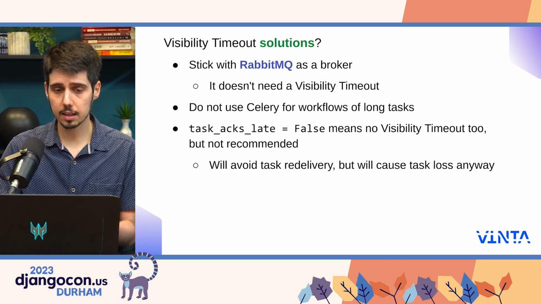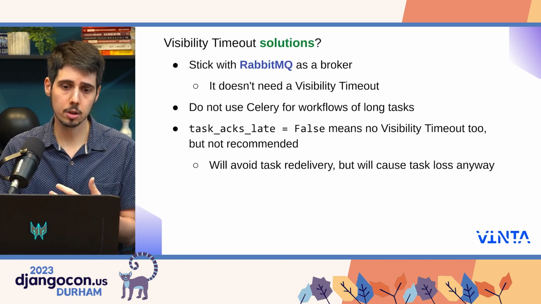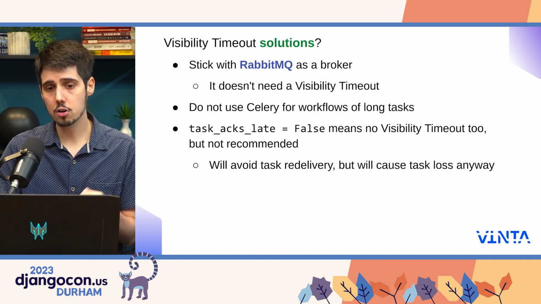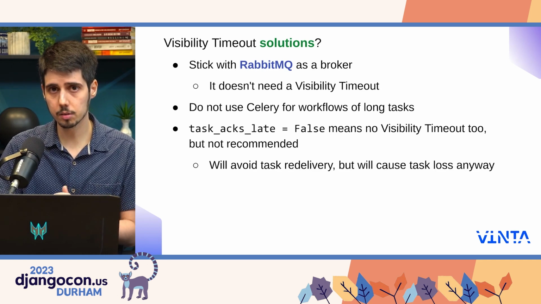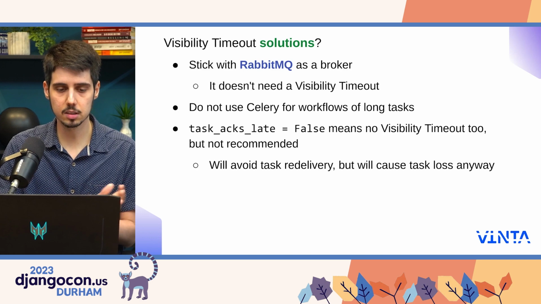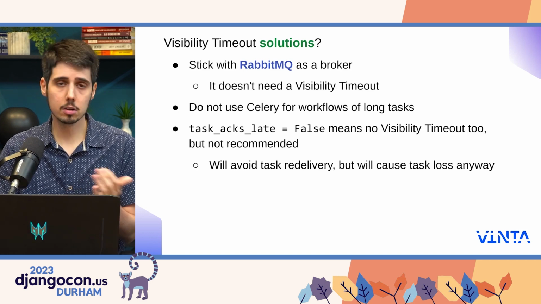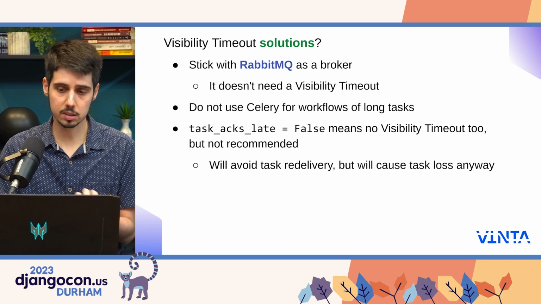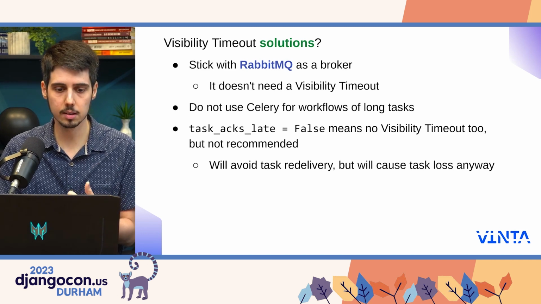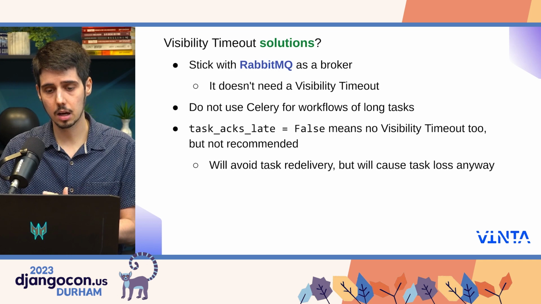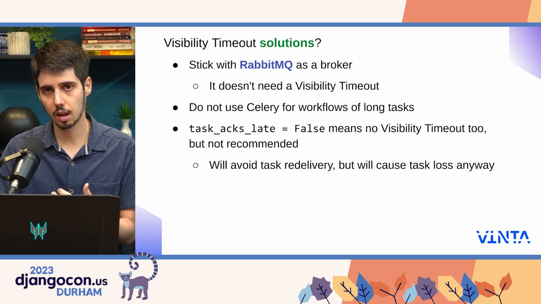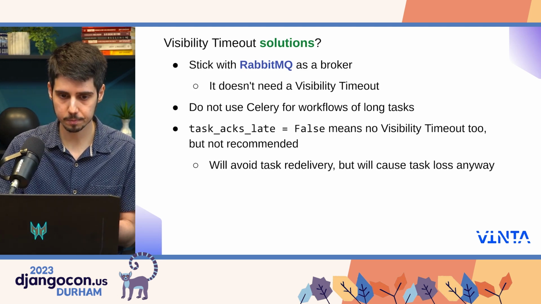What's the solution for that? You can just use RabbitMQ as a broker. It doesn't need a visibility timeout as we discussed. Or you shouldn't use Celery for workflows of long tasks, like we've discussed before as well. And you could also make task acks late false, which is the default. It also means no visibility timeout, but it's not recommended because you avoid task redelivery, but you have task loss anyway for the reasons of task acks late false.